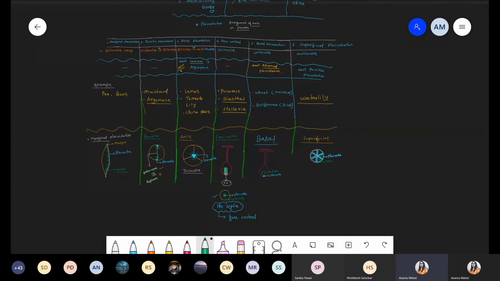The last point of the gynoecium is the position of style. Should I erase this point?